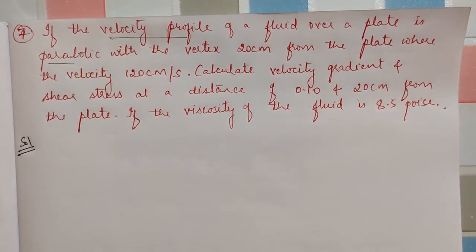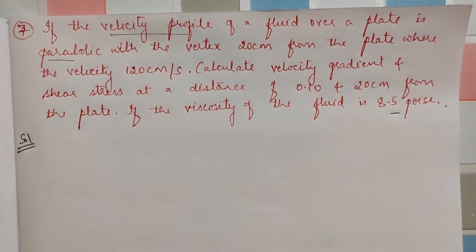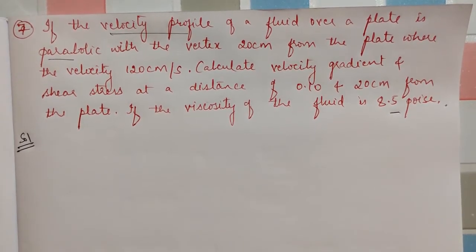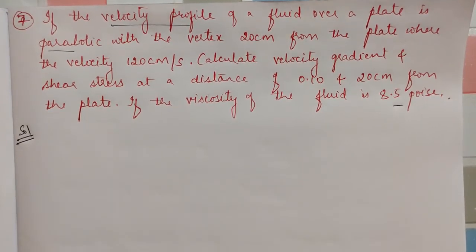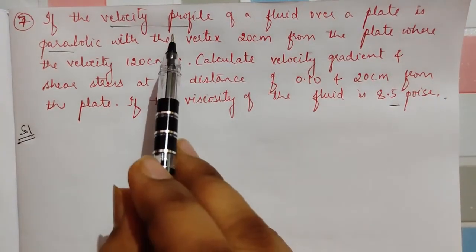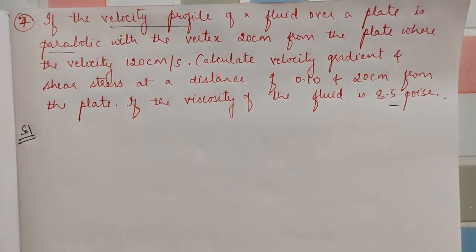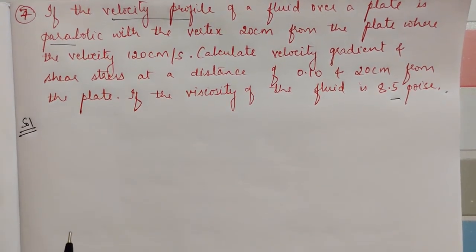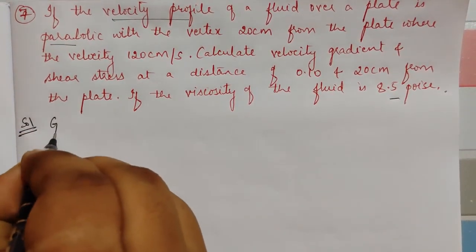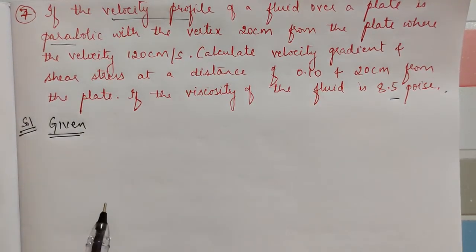So here one value is given, 8.5 poise. And in this problem they have not given us anything directly. So they have just informed us that there is a velocity profile and also that it is parabolic. Okay, so now it is our duty to interpret correctly. So I'll write first what is given. The given data is, I'll write.